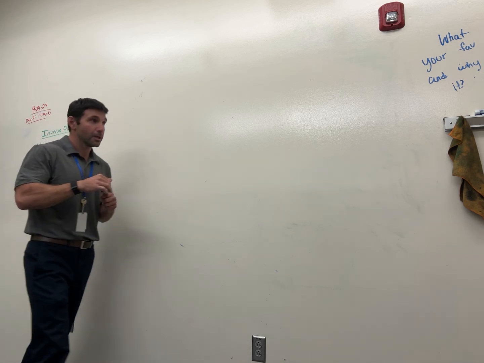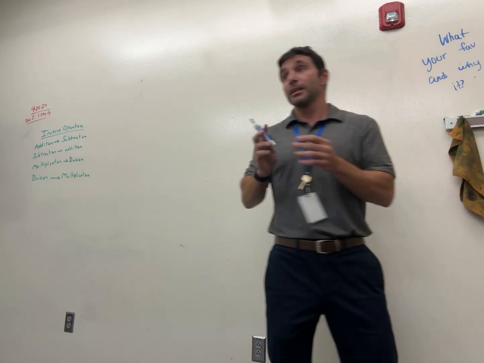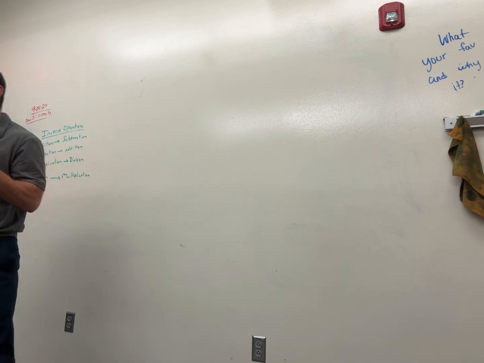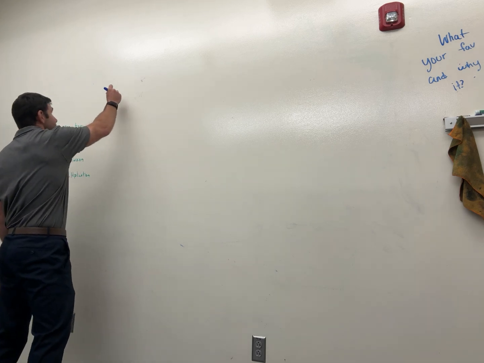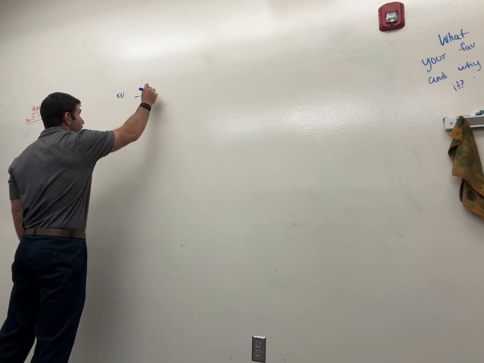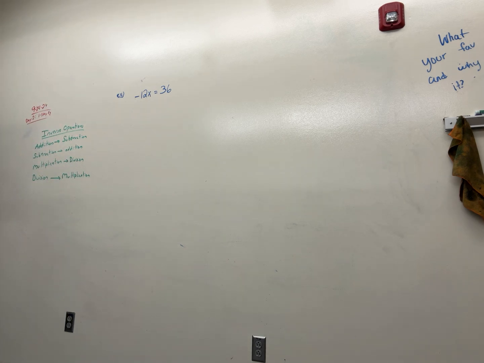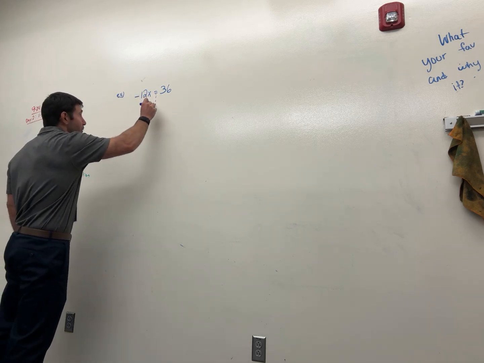Okay. The very first one that we see is a little bit confusing because you're going to try to add, and I assure you that is wrong. So here's example 1. Negative 12x equals 36. Here's what I want you to do always. What's the very first step? Always. Find the balance point. Always, always, always.